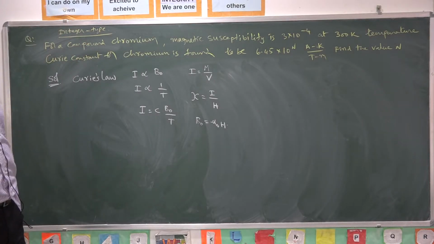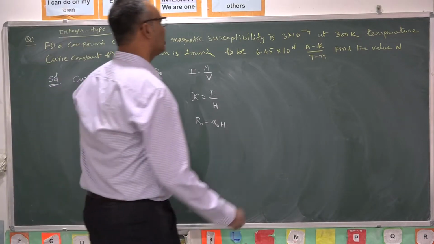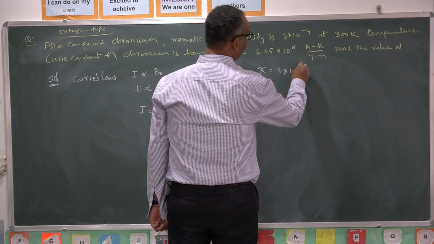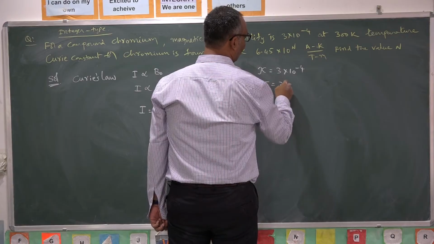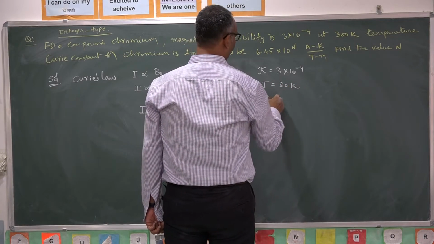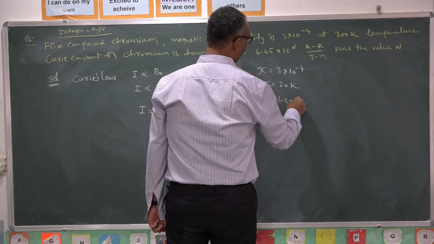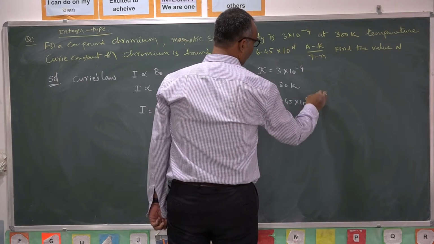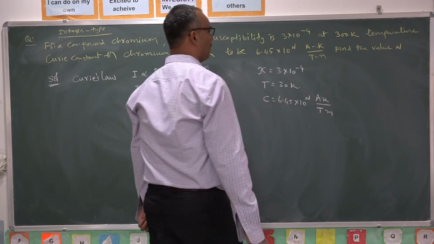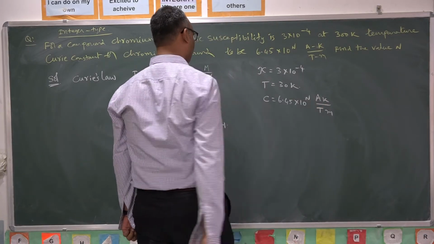As per the question, they gave magnetic susceptibility 3 into 10 power minus 4. Temperature they gave as 300 Kelvin. Curie constant they gave 6.45 into 10 power n ampere Kelvin per Tesla meter. We need to find the n value.